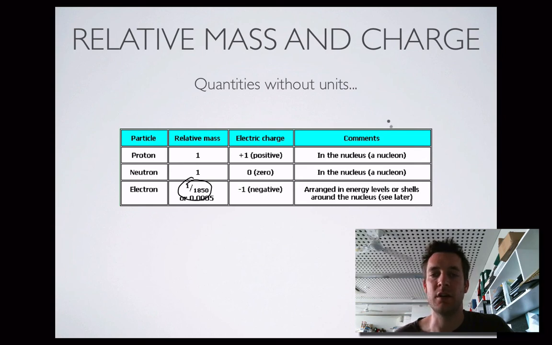Finally, the last column of the table talks about what we discussed on the previous slide: these two subatomic particles, the proton and the neutron, are found in the nucleus, and therefore they're called nucleons. Whereas the electrons are orbiting around the nucleus, and we'll see later that they're orbiting in different energy levels, which we call shells. That's about it for this film about subatomic particles.